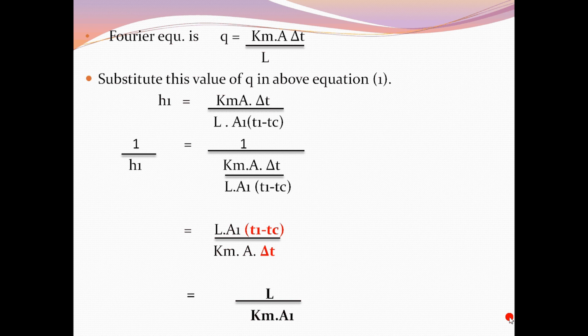Now the equation becomes L into A1 into (T1 minus Tc) divided by Km into A into delta T. In this, T1 minus Tc and delta T are temperature differences, so these terms get cancelled. The only remaining part is L divided by Km into A1. A1 and A are areas, but the area is constant for all, so consider only the hot fluid side area A1. Therefore, L divided by Km into A1.